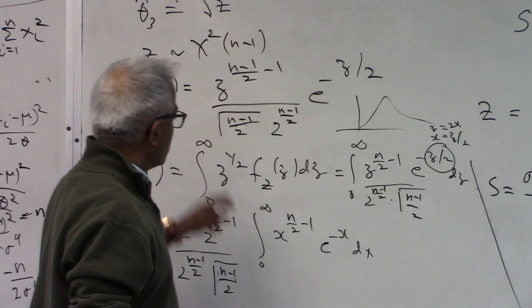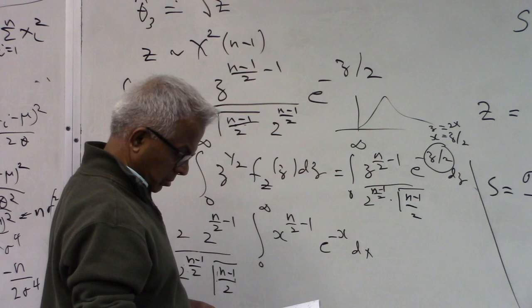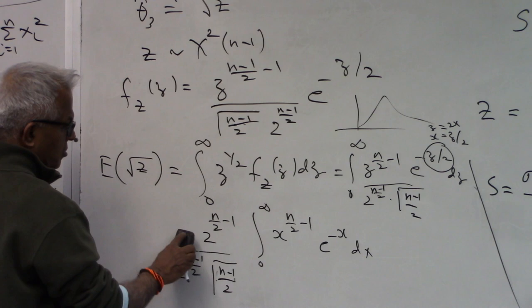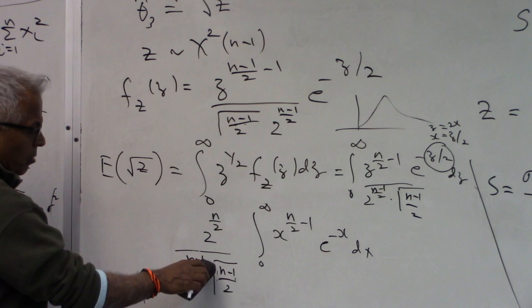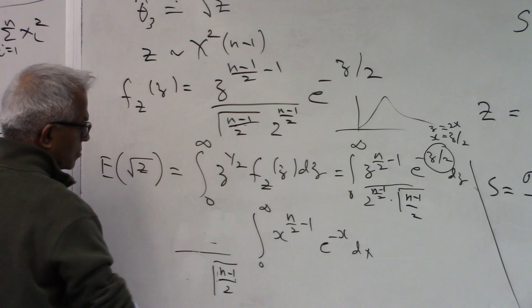Maybe here, right? Did I take care of this? I didn't, right? Because z to the power n by 2 minus 1. Yeah, everything is good. So this 2 will take care. Because of this 2, this will go away, right? And you can see because of this, there will be a square root of 2 here. Everybody got this? This is what I'm getting, I guess.